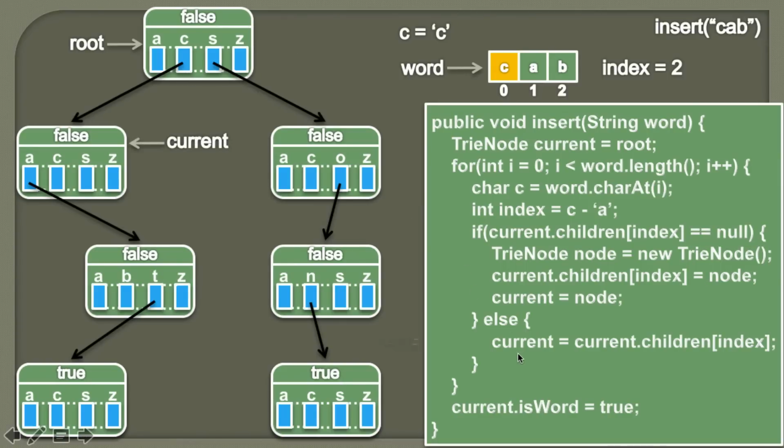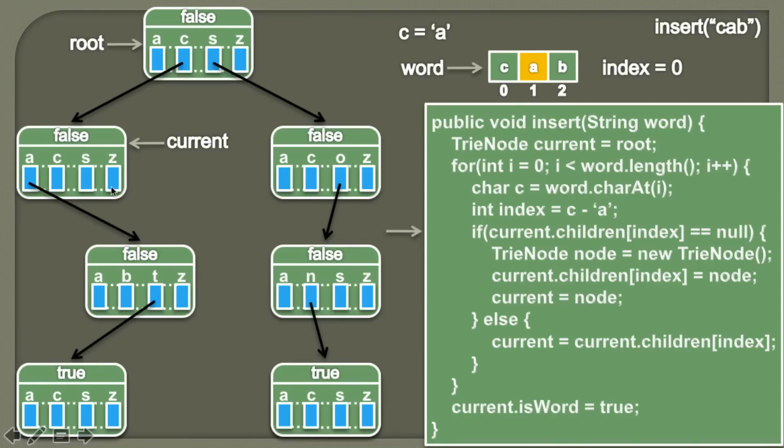Moving ahead. Now after incrementing i by 1, i becomes 1. So now we will insert a. We will evaluate its index position by subtracting a from a, which gives index as 0.